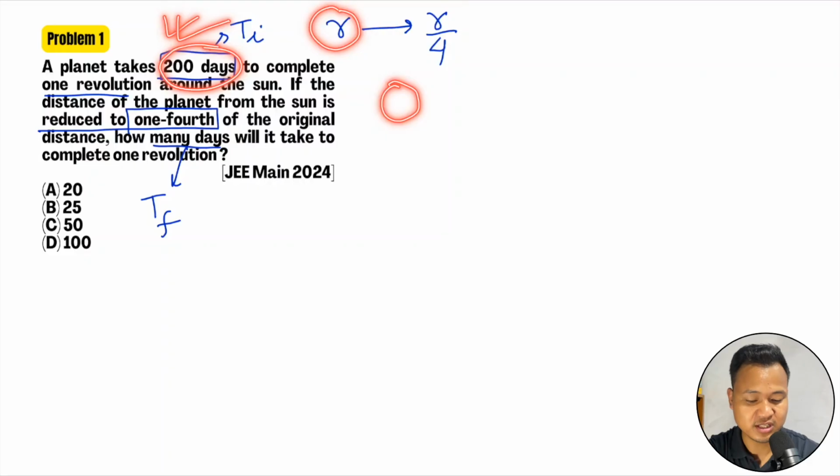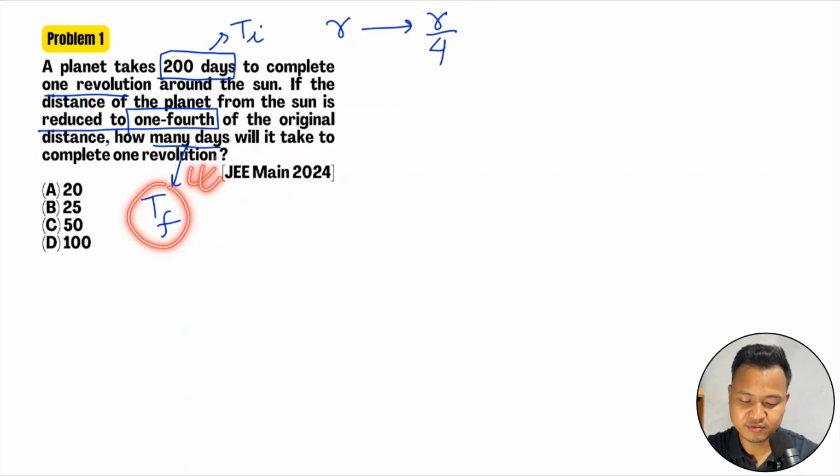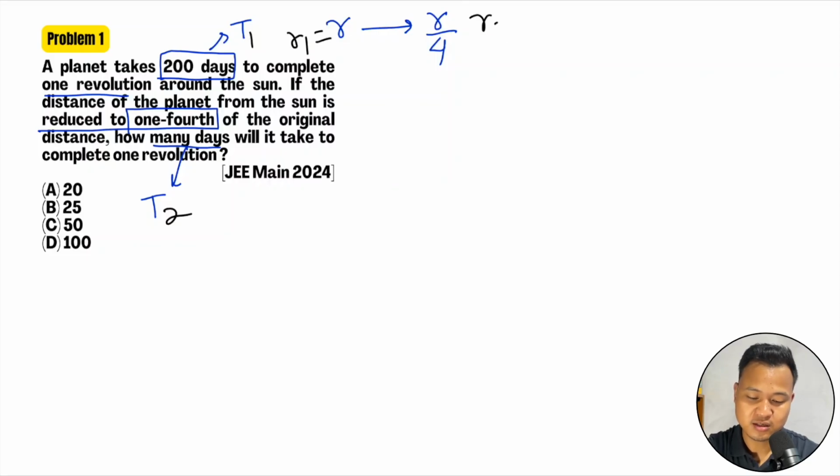Okay, its radius is r, and I have another planet which has a radius r by 4, and it is revolving around the same path. You can also think like that. So assume two planets, like this. Then I will have T1 and then T2. So R1 is R, and R2 is R by 4.